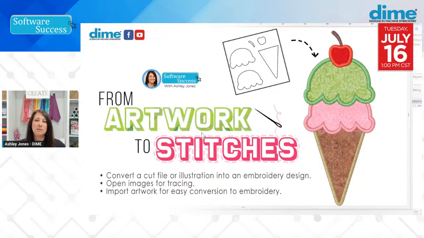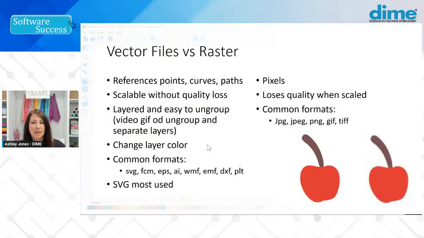Now, I'm going to be using something that you would recognize as an applique that you would get from a quilt pattern, but certainly this will work with other types of images as well. So let's talk about vector files versus raster files for a moment, because they are two distinctly different animals, and you would digitize them or turn them into stitches in two totally different ways.